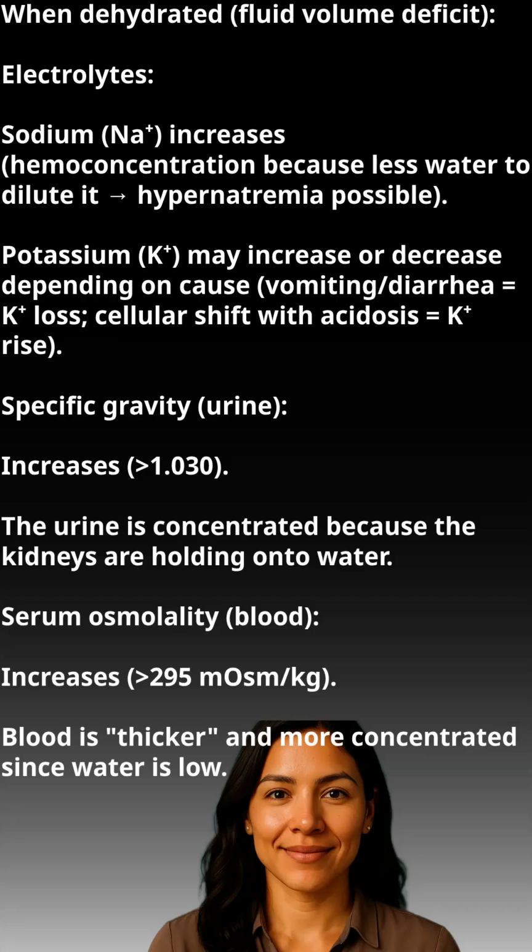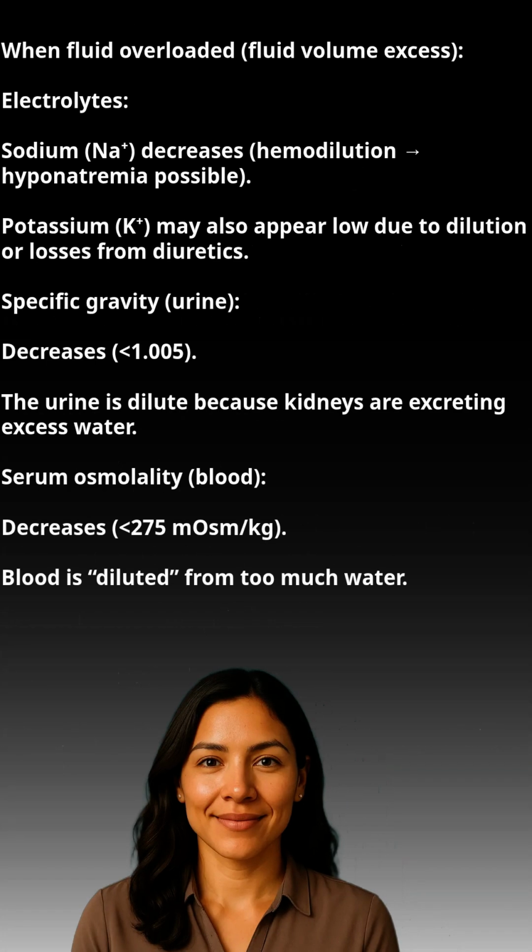Now let's examine the contrasting condition, fluid overload. Here's a helpful comparison. Imagine adding too much water to juice. Everything becomes diluted. In fluid overload, sodium levels decrease, which can result in hyponatremia. Potassium levels typically fall as well, either from the dilution effect or as a side effect of diuretic therapy. In terms of urine changes, the specific gravity drops below 1.005, indicating the kidneys are actively eliminating excess water, producing dilute urine. Similarly, serum osmolality falls below 275, reflecting the dilution of blood components.